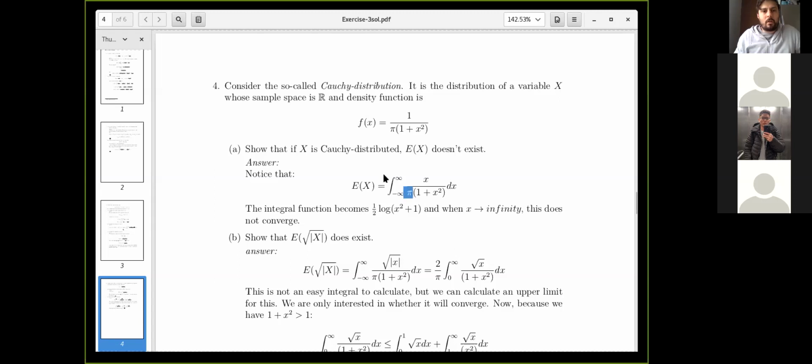If I take the 1 over pi out of here as a multiplier, then the integral of this x over 1 plus x squared comes out at 1/2 times the logarithm of x squared plus 1.